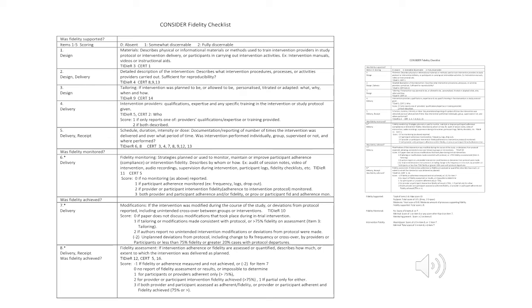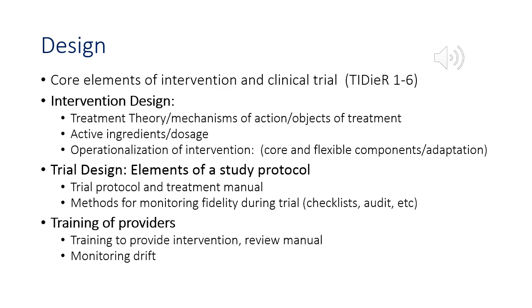And it includes how these items map out onto frameworks and checklists like TIDieR or ISSUE, and how they can be identified. In the design component, we're looking at the core elements of the intervention and its clinical trial. So we're considering the intervention design, the treatment theory, its mechanism of action, and the objects of treatment, but also the active ingredients and the dosage required to deliver them. We're operationalizing the intervention and putting a lot of thought into the core and the flexible components so that we can determine the limits of allowable adaptation during the trial.